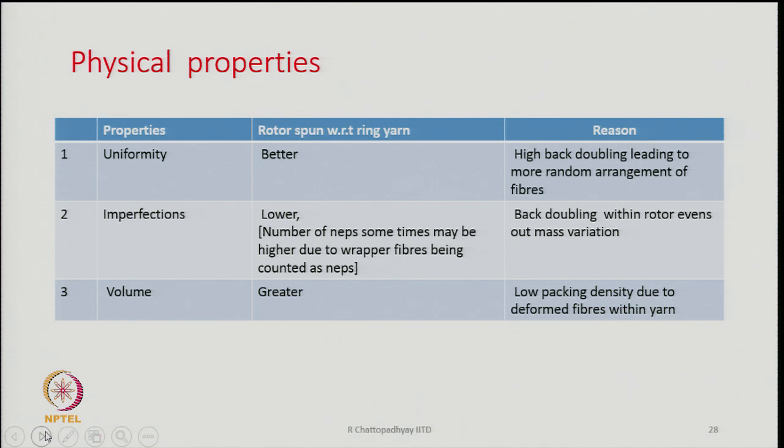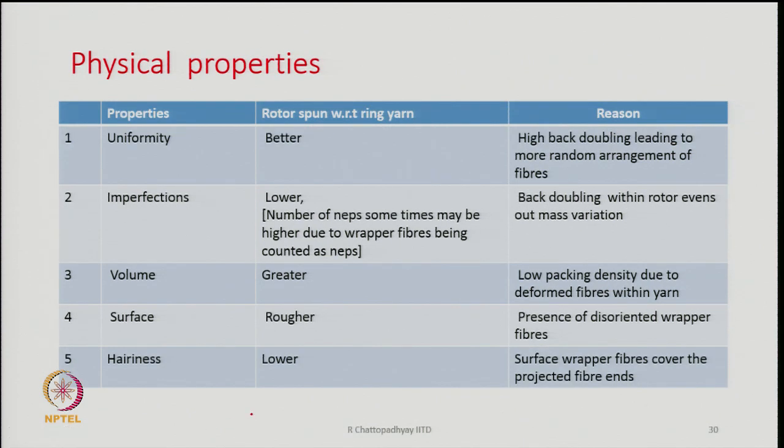Volume is always greater because of low packing density, which is because of a lot of deformed fibers. Surface is generally rougher, we have seen the surface of the yarn, a lot of disorientation is there, belts are there, and as a result the yarn is not smooth, it is quite rough. Hairiness is lower, that also we have seen, because the wrapper fibers cover the projected fiber ends. The belts are also suppressing a lot of hairs, not allowing them to project out.